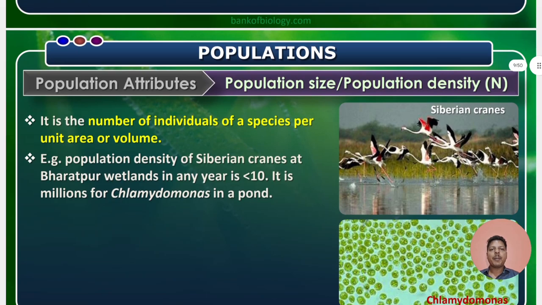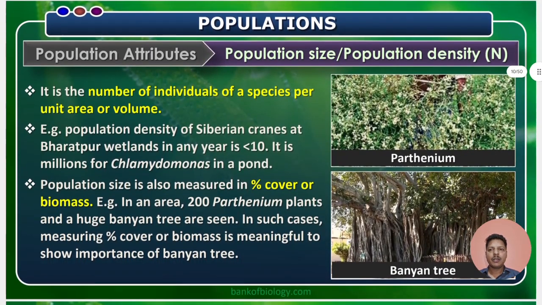Next, population size or population density, that is N. It is the number of individuals of a species per unit area or volume. Example: the population density of Siberian cranes at Bharatpur wetland in any year is less than 10. It is in millions for Chlamydomonas in a pond. This is called population size and population density. Here, it is the number of individuals of a species per unit area or volume. Population size is also measured in percentage cover or biomass.